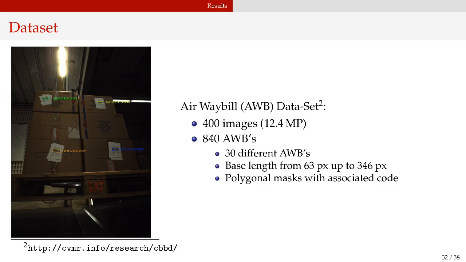In order to test the performance of our approach, we create a new dataset. The Air Build, short AVB dataset, contains 400 images with a resolution of 12.4 megapixels each. The images contain 840 barcodes in total with certain different barcodes. The size of the barcodes varies greatly. The base length varies from 63 to 346 pixels. For each visible barcode, a polygonal mask with the corresponding barcode has been created, and yes, this dataset is freely available and can be accessed via the given link.